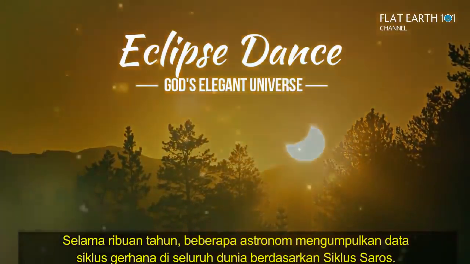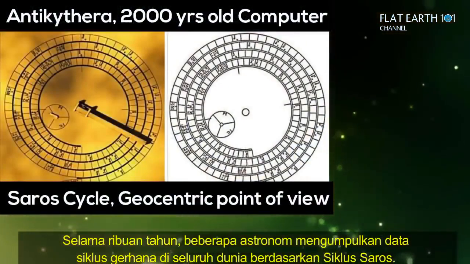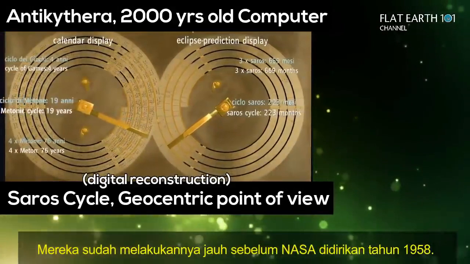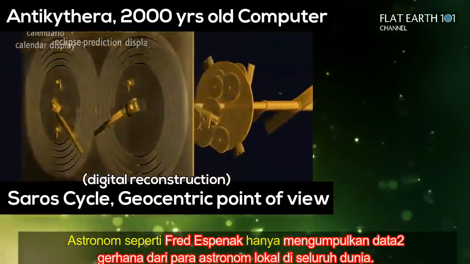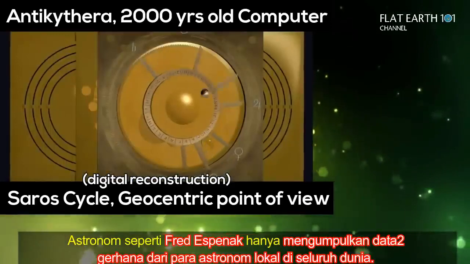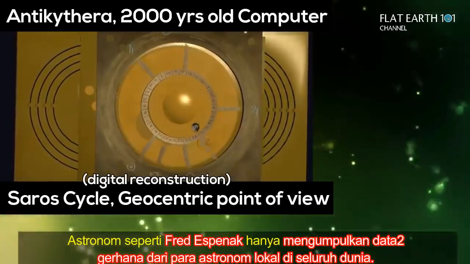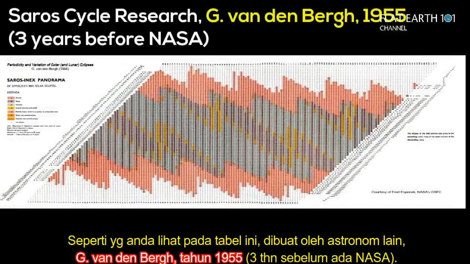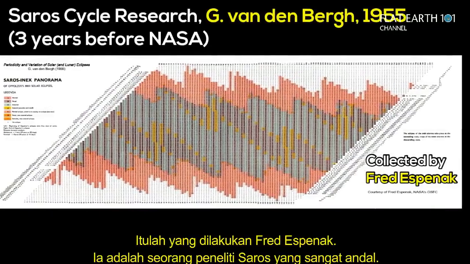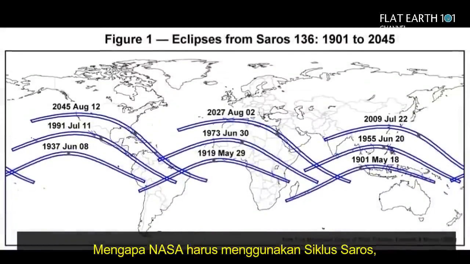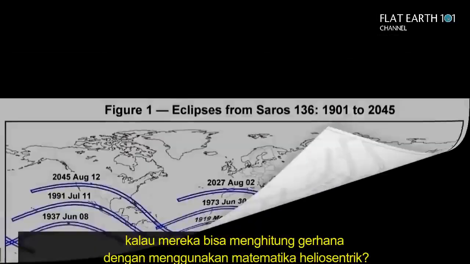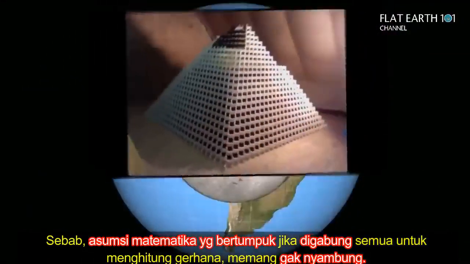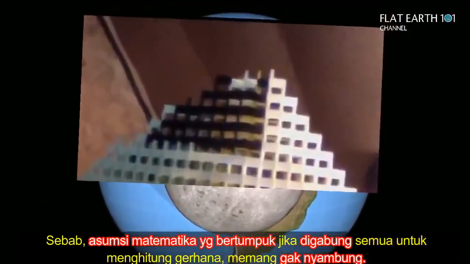For thousands of years, some astronomers collected eclipse cycles all around the world based on Saros cycle. They started to do this long time before NASA was established in 1958. Astronomers like Fred Espenak simply collected eclipse databases from other local astronomers all around the world. As you see in this table, it's made by another astronomer, G. Vandenberg in 1955. That's what Fred Espenak did. He is a very good Saros researcher. Why would NASA need Saros cycle if they can calculate eclipses using heliocentric math? Obviously, because they can't. A bunch of mathematical assumptions when combined together to calculate eclipses, they just don't add up.